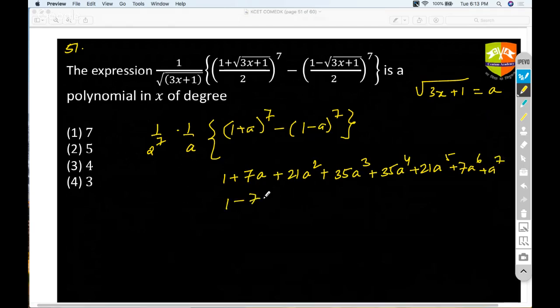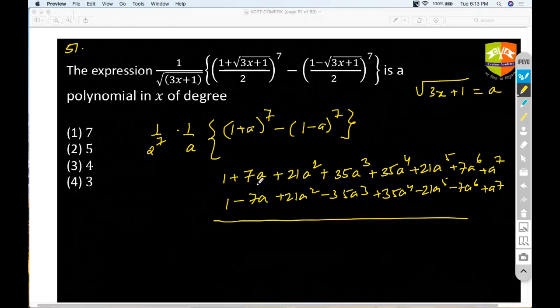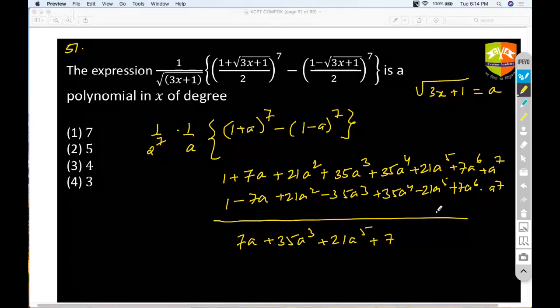And this term will give me 1 minus 7a plus 21a square minus 35a cube plus 35a to the power 4 minus 21a to the power 5 minus 7a to the power 6 plus a to the power 7. And when you finally subtract it, you're going to get 7a, 35a cube, 21a to the power 5, and 7. Oh, sorry, this is plus and this is minus. And a to the power 7 twice up.